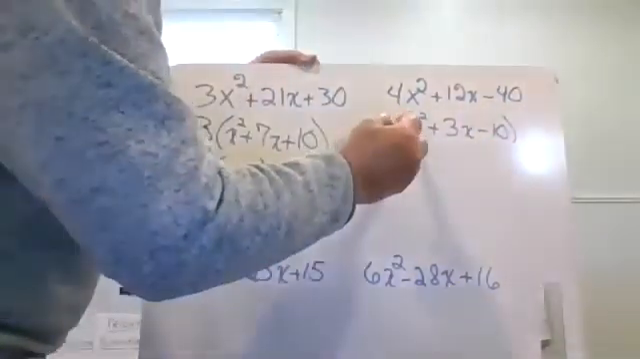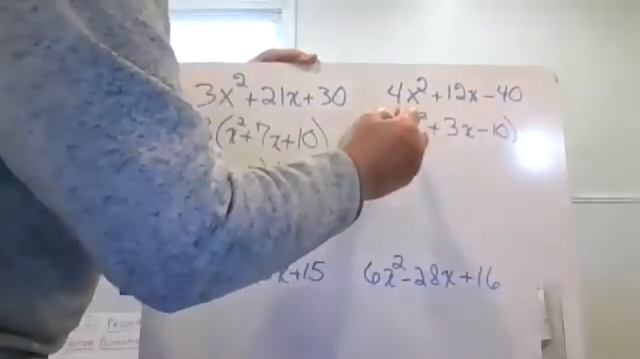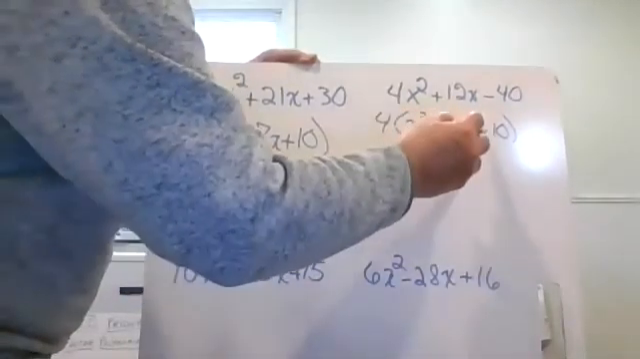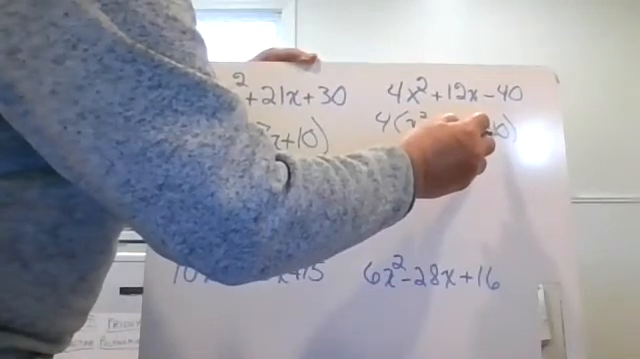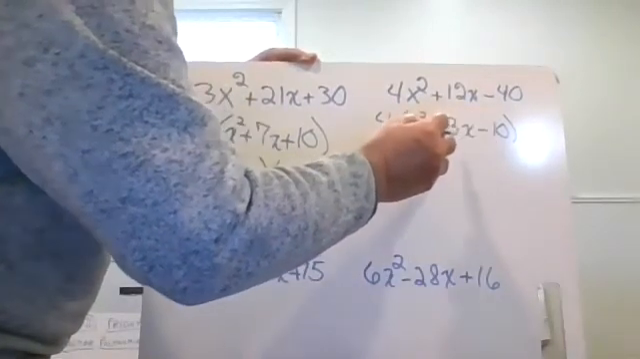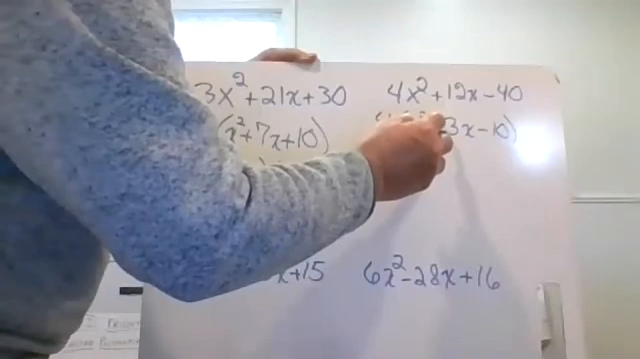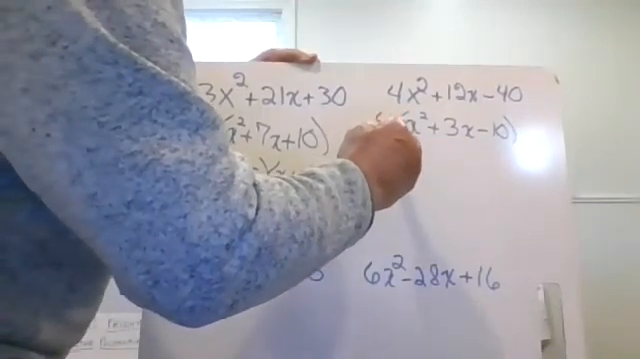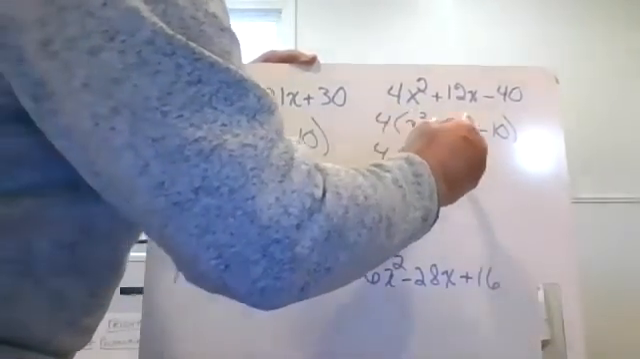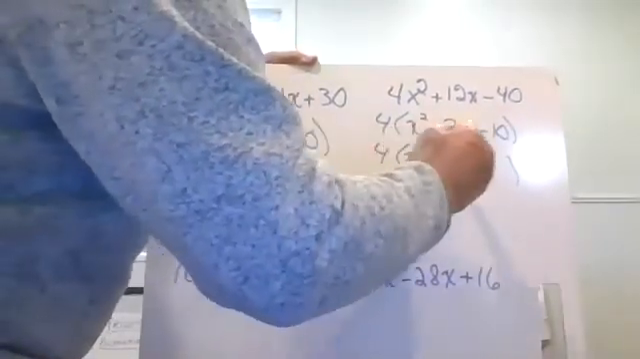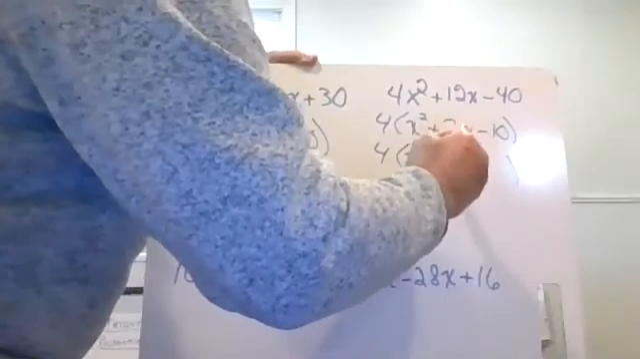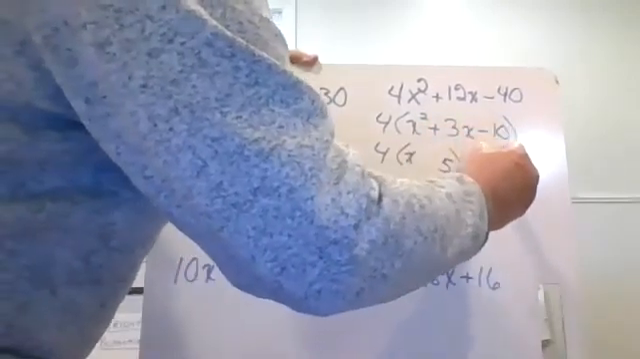And now you look at this trinomial, starts with a 1, but it's got a minus 10. So you want two numbers that multiply to 10 and differ by 3. And that would be 5 and 2. So we know we're going to get x and x, and we're going to get 5 and 2.